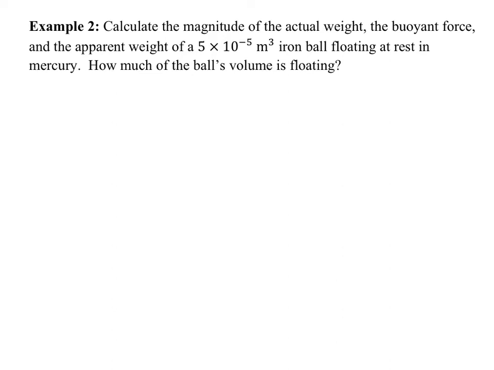So in this case, we're seeing an iron ball that is floating at rest in mercury. We want to figure out how much of the ball's volume is actually floating. So physically, what do we have here? We've got an example where the object is partially submerged. Let's draw mercury in red. So here's your container with mercury. The iron ball bearing, or whatever we want to call it, is floating like so.